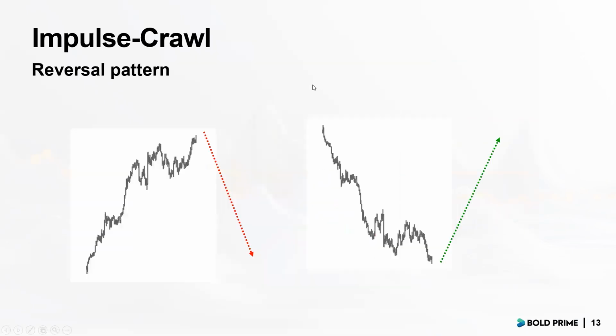Now, very quickly, I'll show you another one which I touched on a little bit just now. We call it the frog pattern. We have an initial impulsive leg to the upside, and then the market continues to slowly crawl to the upside. That's a crawl. That's a reversal sign. Similarly, if you get an impulsive drop and the market continues to drop but it's slowing down, it's a crawl, it's a reversal sign.